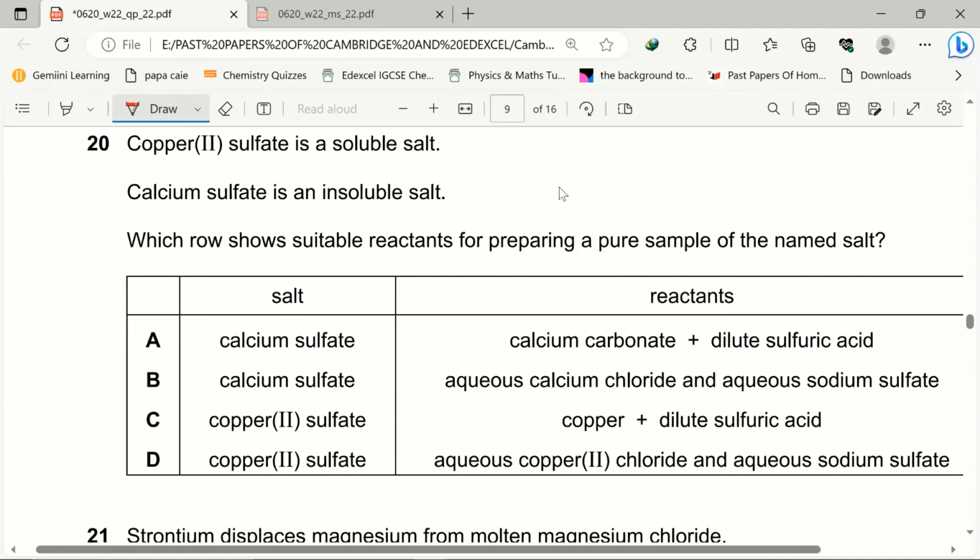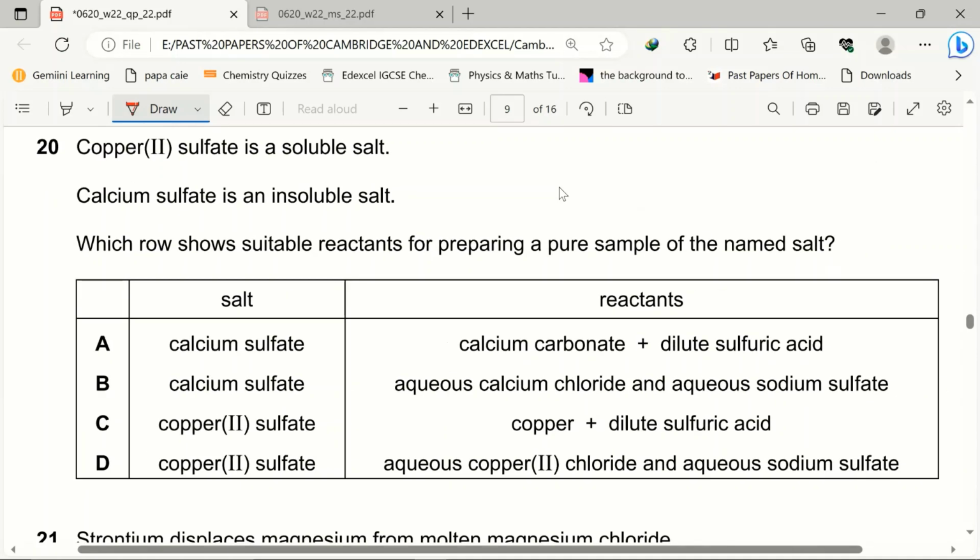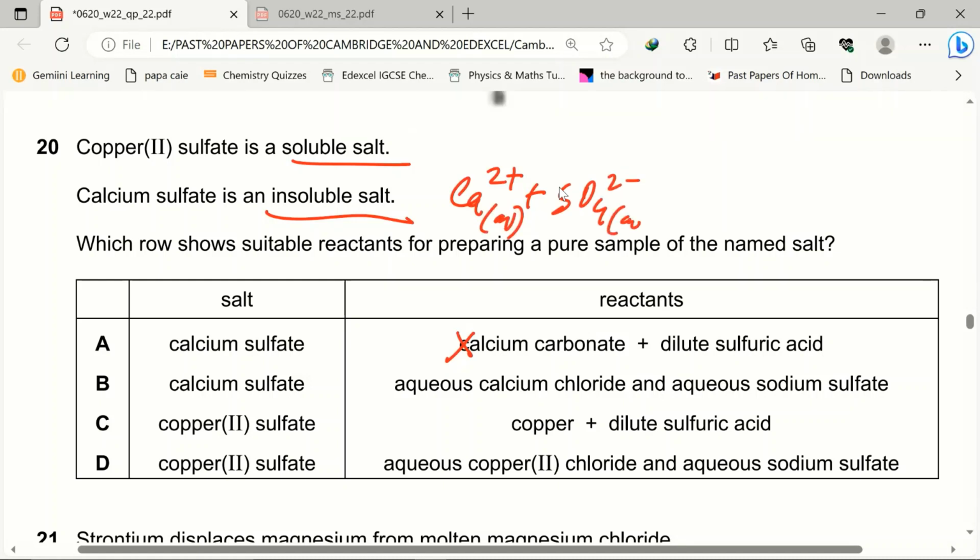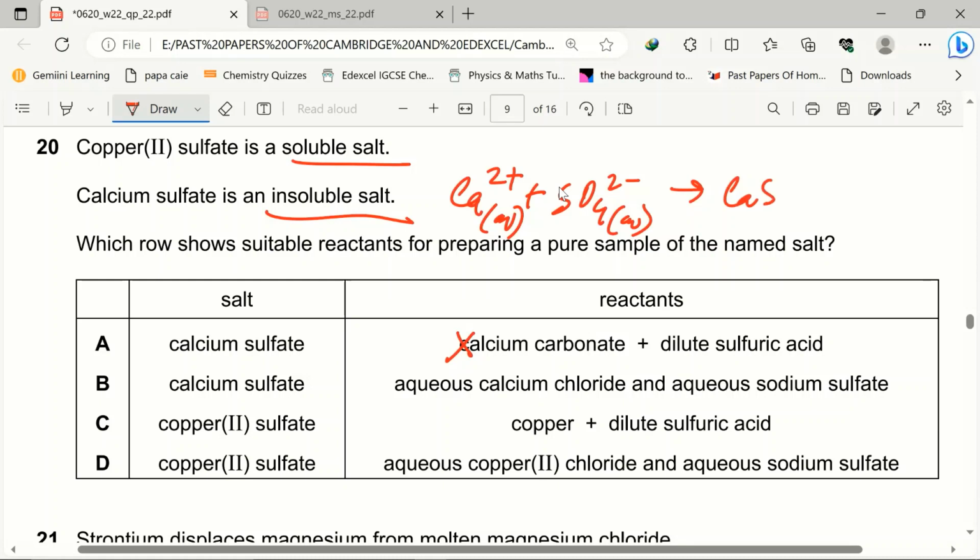Next question, 20. Copper sulfate is a soluble salt. Calcium sulfate is an insoluble salt. Which row shows suitable reactants for preparing a pure sample of the named salt? Calcium sulfate is insoluble, and calcium carbonate is also insoluble. So in order to make an insoluble salt, we need the calcium 2 plus ion and sulfate ion in aqueous state in order to form calcium sulfate solid, because it is an insoluble salt. So the method is the precipitation method.